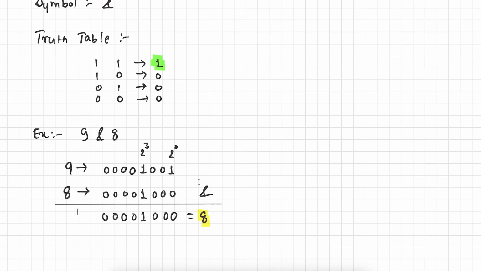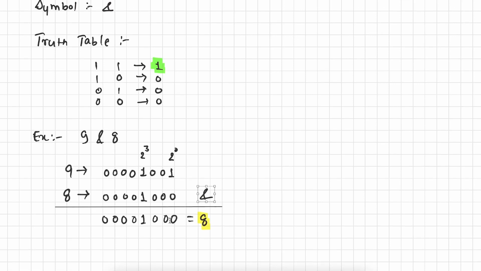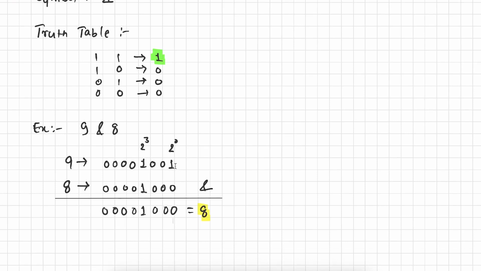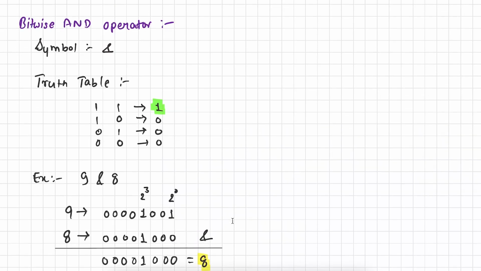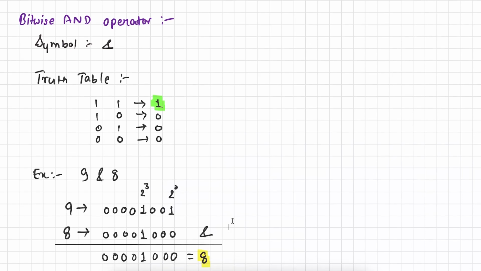Now if we do AND of both the numbers, then we get 0 0 0 0 1 0 0 0. Why? Because we get 1 only if both operands are 1, right? So here both operands are 1 at the 4th position. That's why we are getting 1 at the 4th position, and all the other bits we are getting as 0. Because 1 and 0 is 0, 0 and 0 is 0, and the remaining zeros are already 0. So we get the output as 8. So this is how the bitwise AND operator works.